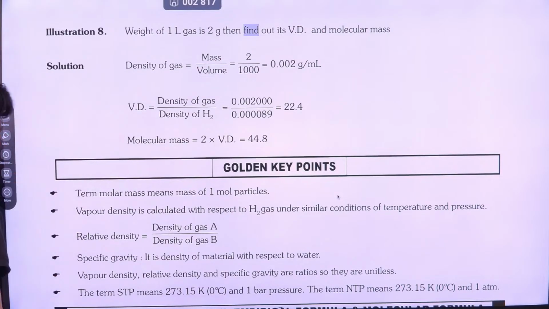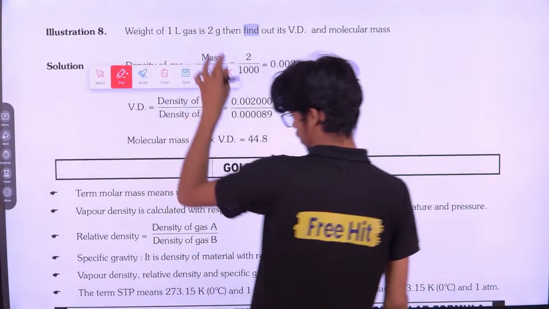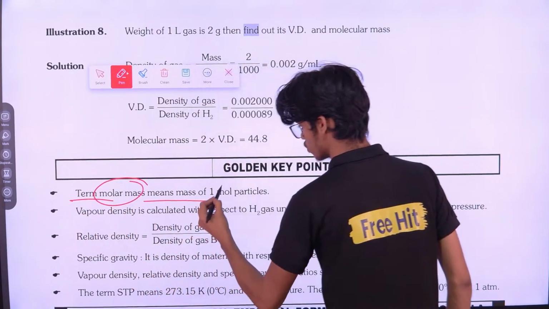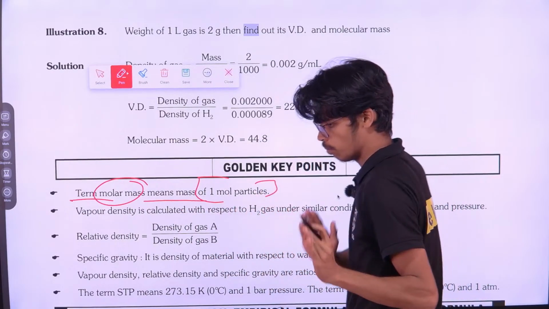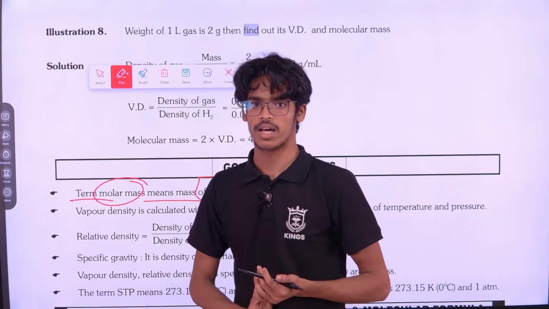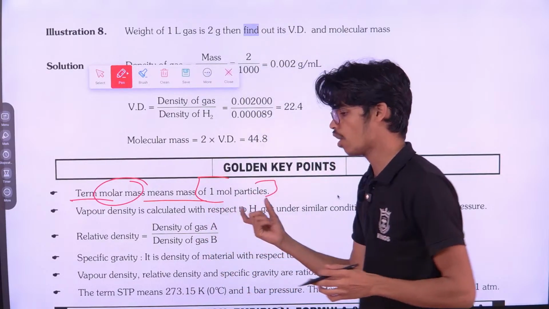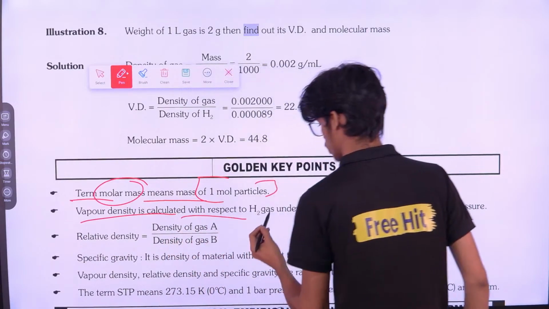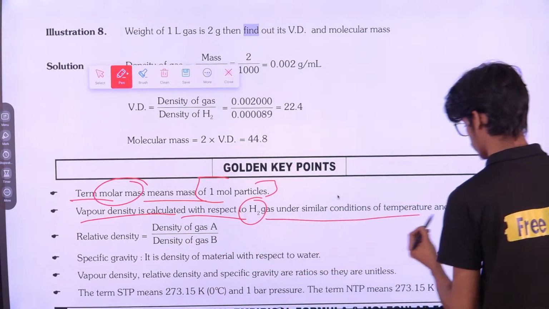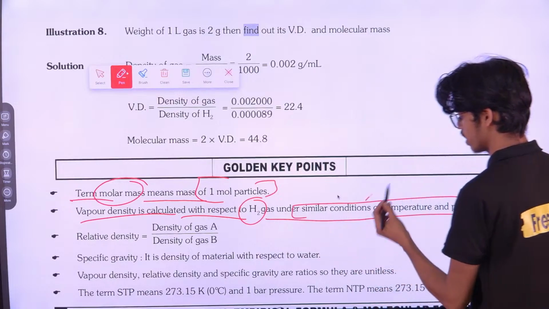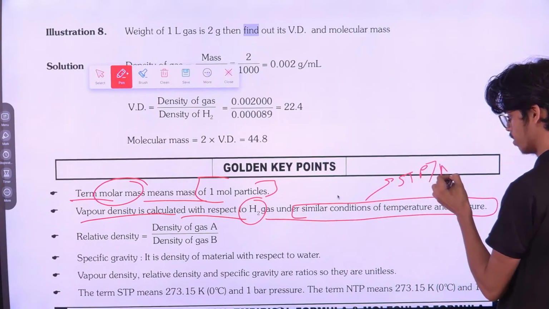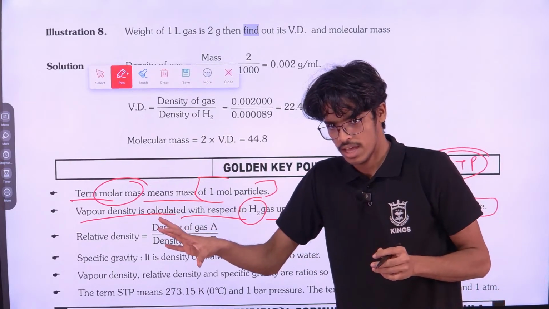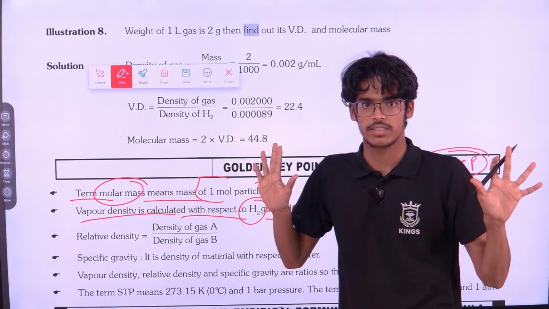Now there are some key points we should revise quickly. First, the term molar mass means mass of 1 mole of particle. Remember, molar mass, gram molecular mass, these things are related to 1 mole. Vapor density is calculated with respect to hydrogen gas under similar conditions of temperature and pressure. See, it is not saying STP or NTP. Remember, it is saying similar conditions. It means the gas and the hydrogen should be at the same condition.